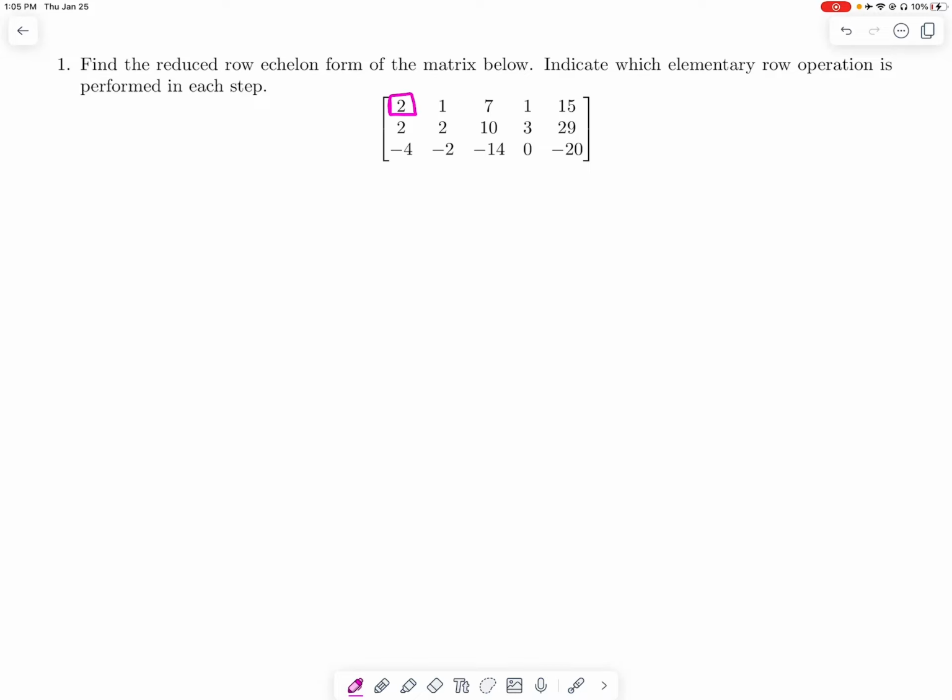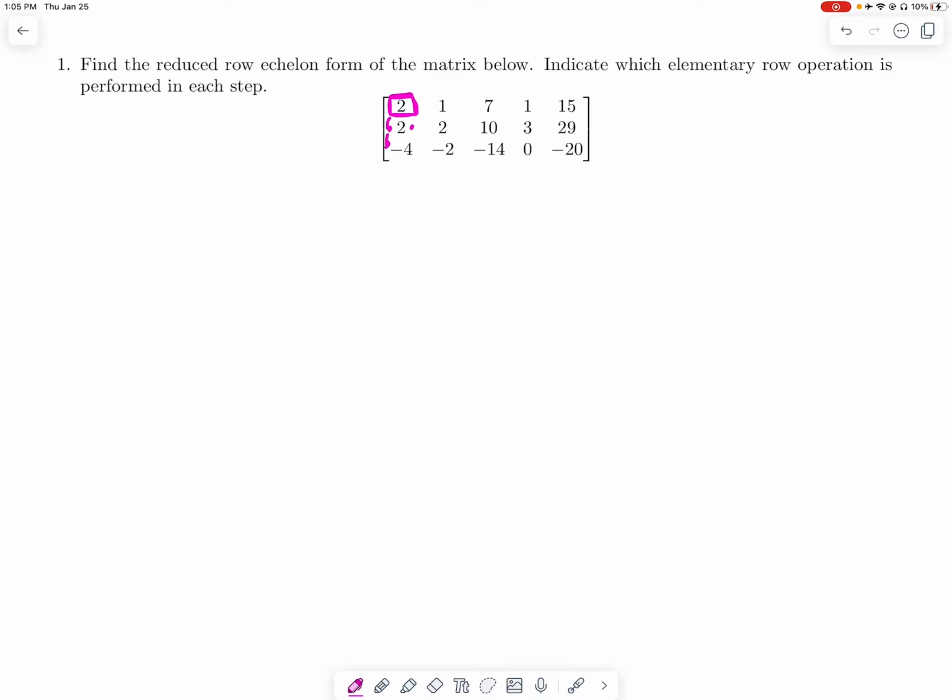Because that first column's not 0, we know there's going to be a pivot at the top. If that number was 0, I'd swap rows. I don't need to swap rows here because it already isn't 0. So I'm going to go ahead and use that pivot to make both entries below it a 0.